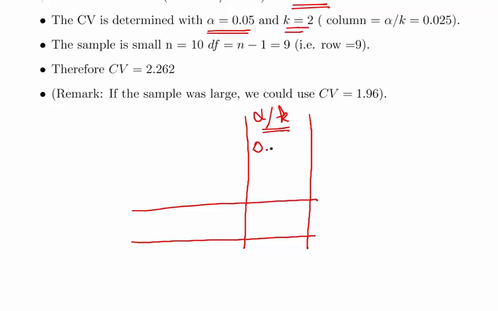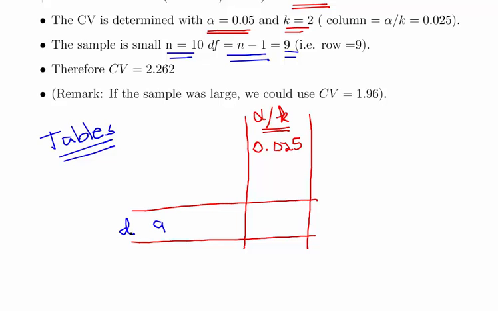So I go to 0.025. I'm just doing a facsimile of my statistical tables here. So I go to that column. Now the sample size is small, n is equal to 10, so that means the degrees of freedom is 9. So I go to row 9, or degrees of freedom equals 9. I look up my critical value, and that should be 2.262. That is the critical value that we're going to compare the test statistic to.